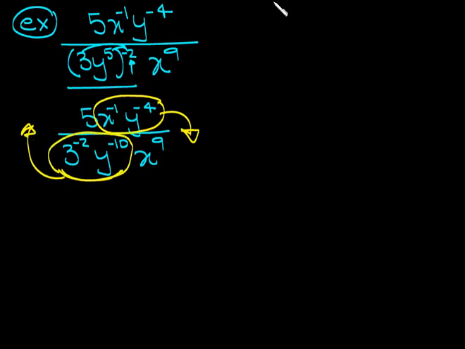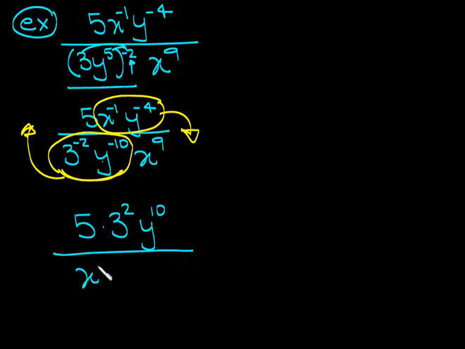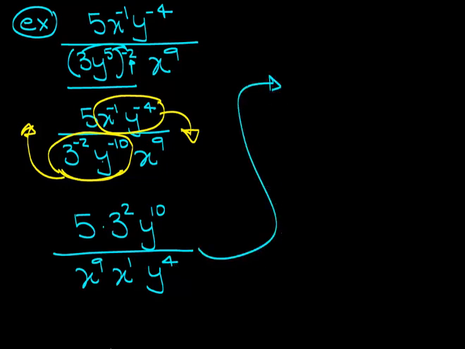So let's rewrite this for a second. I have 5 staying on the top. 3 to the negative 2 goes on the top, so it becomes a positive exponent. Y to the negative 10 goes on the top, so the exponent becomes positive, divided by x to the 9, which stays on the bottom, but I have two things coming down. X to the minus 1 goes to the bottom, so it becomes x to the 1, and y to the 4. Again, I'm going to do this on the side since I'm running out of room. I have 5 times 9, because 3 squared is 9. Okay, that's what I have left there.